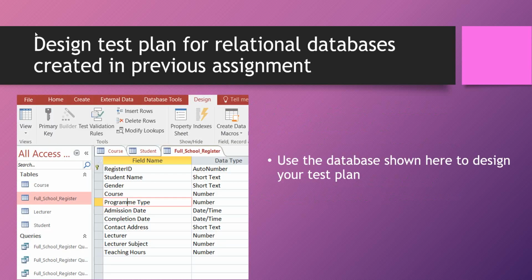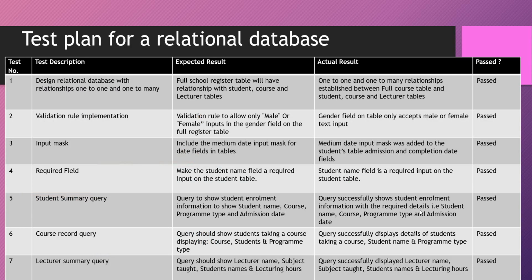Okay. So, design a test plan for the relational database created in a previous assignment. This was a database that we created and it had four tables: course, full school register, lecturer, student table, and we had some queries as well. So, you're going to use this one for the test plan. Now, have a look at this. This is something that you've done before, and I expect that it will all make sense as we go along.